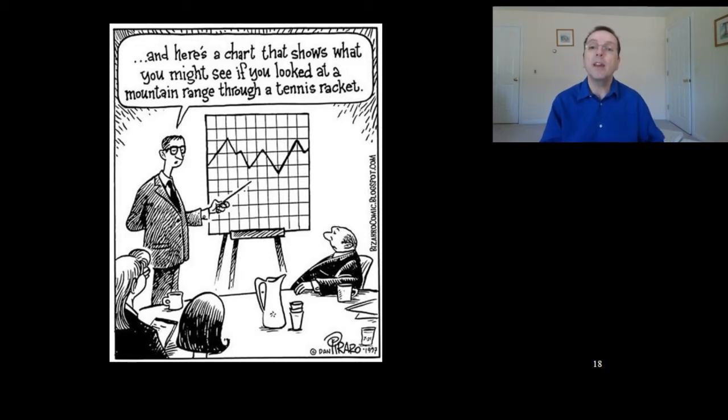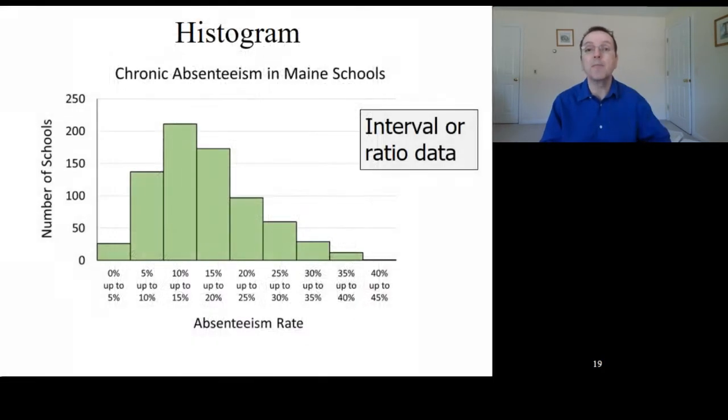But what if you have interval or ratio data, data where the units are all equally sized? In that case, you can use a histogram. Now, histograms are similar to bar charts, except notice that the horizontal x-axis reflects clear numerical values, with the boxes indicating the number of cases within a given range of scores on some interval or ratio scale.